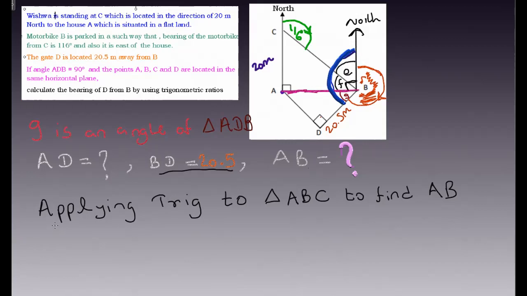So what do we know about triangle ABC? What are the things we know? We know AC equals 20 meters, and AB is not known. That's what we're trying to find out. And what's the other side? BC. We don't know BC, right? It is not given to us.